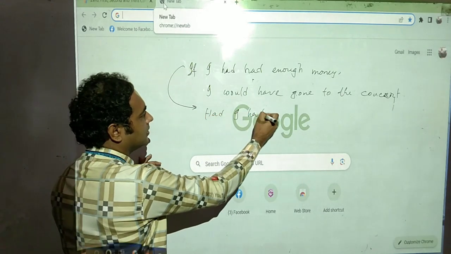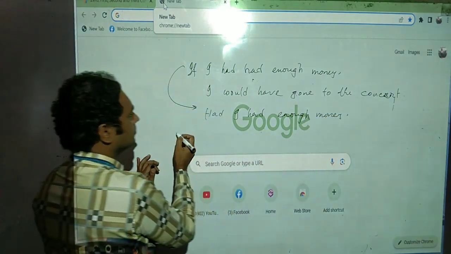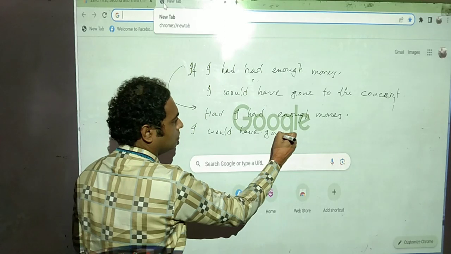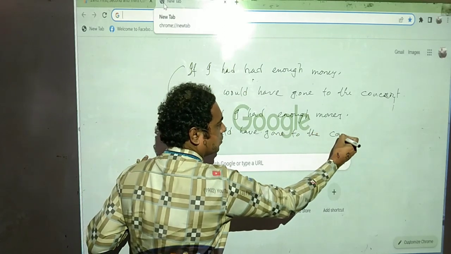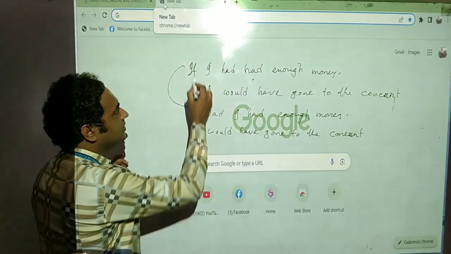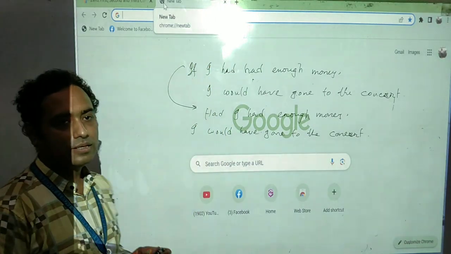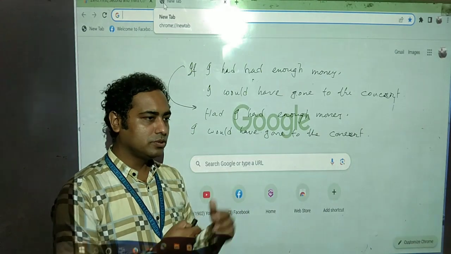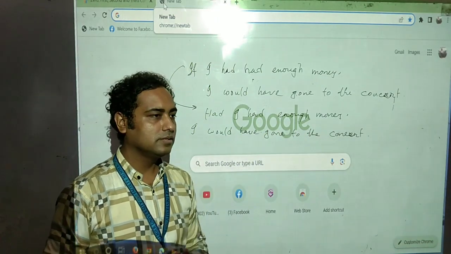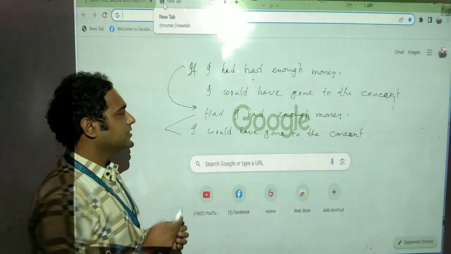Had I had enough money, I would have gone to the concert. This if is removed when one had is added. Is it clear? If could be removed by this structure. This is amazingly interesting.